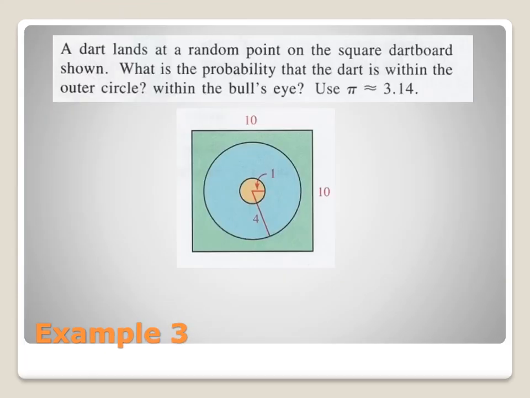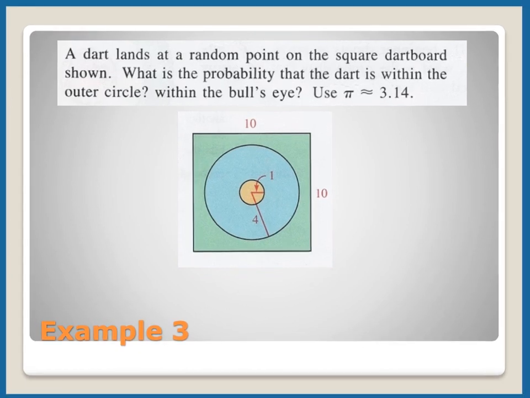Okay, last question says a dart lands at a random point on a square dartboard shown. What's the probability that the dart is within the outer circle and then within the bullseye? Use 3.14 as pi. So first thing we're going to do is answer the first question, the outer circle.